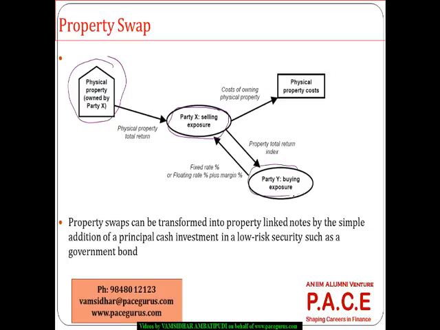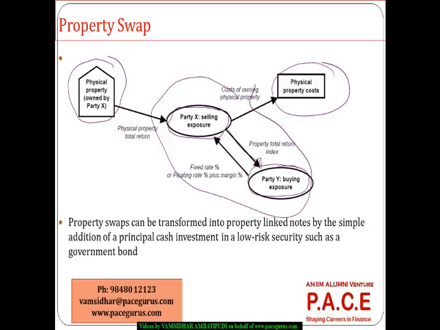Now this party is buying the exposure. This party will pay the total property returns, whereas the other party is paying either a fixed rate or a floating rate back. And this could even involve the physical property costs that are included. This is where we are talking about the property swap that exists between two parties.